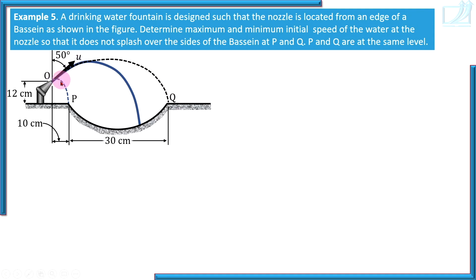Similarly, with minimum U, water will strike at point B. If the value of U is further reduced, then it will not fall in the basin, it will fall somewhere here. Simple problem it is. You find the value of U so that point Q is in the path, and find the value of U so that point P is in the path, and this is how you will get the two values of U, for maximum and for minimum value of U.